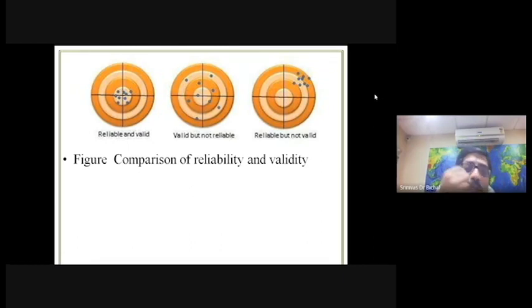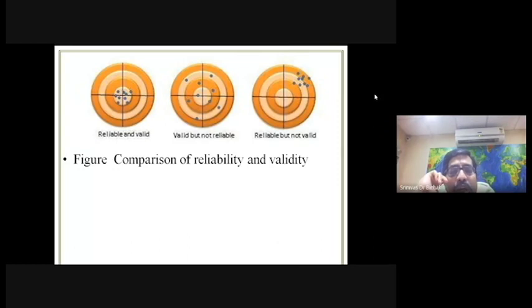You see, the first one is reliable and valid, because whatever you have done, you are getting the same result every time. When you get the same result every time, you say it is reliable. If you are getting the correct result, it is called valid. Same result is called reliable. Correct result is called valid.